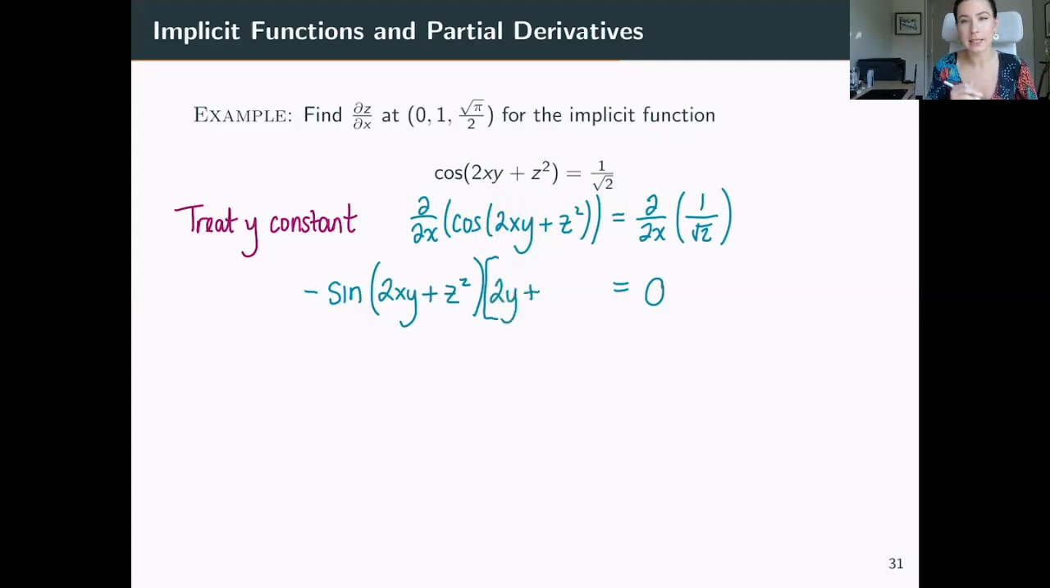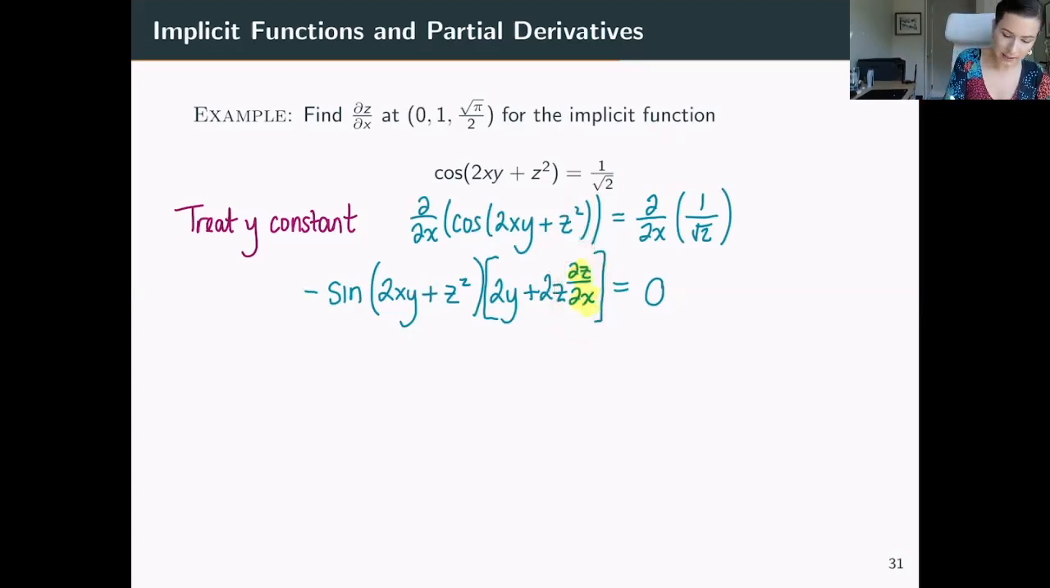And then plus, here I'm taking the derivative of z squared. Z is a function of x and y, but I'm treating my y as constant. So this will be 2z times dz/dx, taking the partial with respect to x and using our chain rule, just like we did in 111. So now we're at this point, and we can go ahead and solve for dz/dx because we see it in here. So this is what we wanted to solve for.